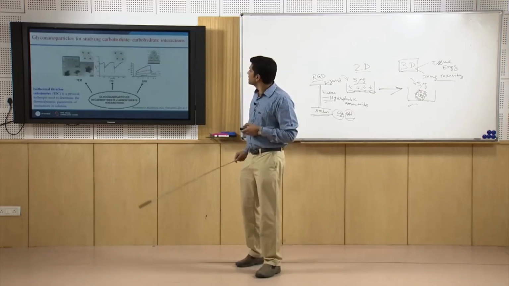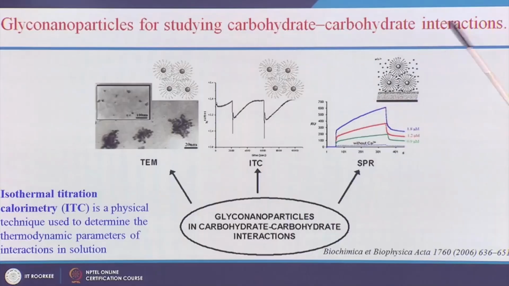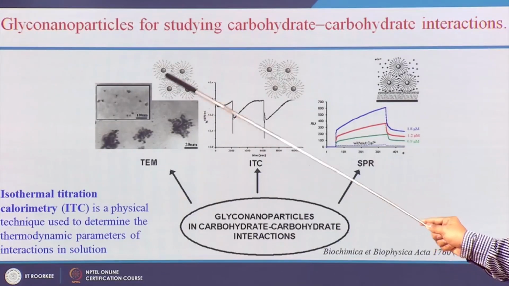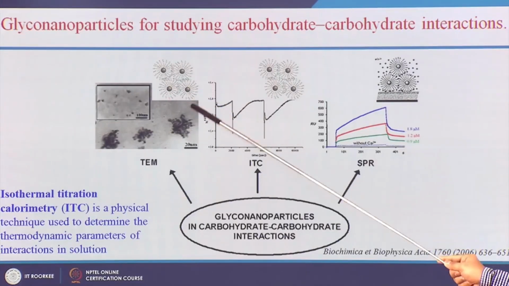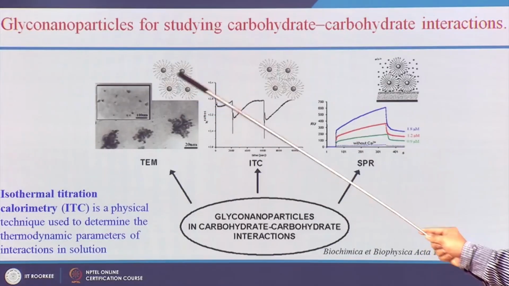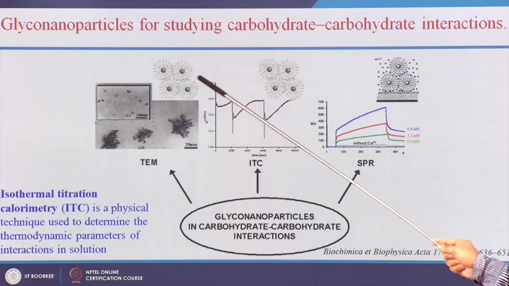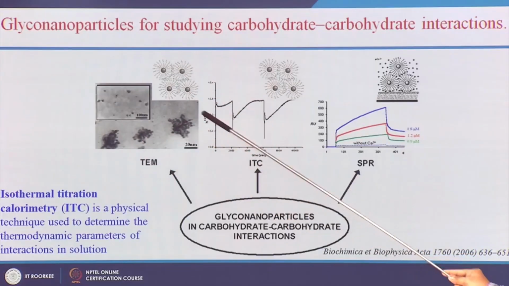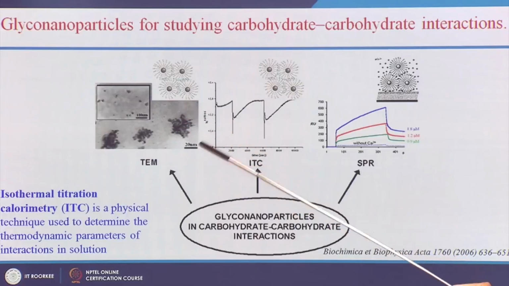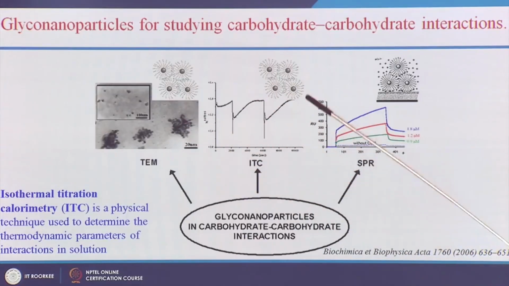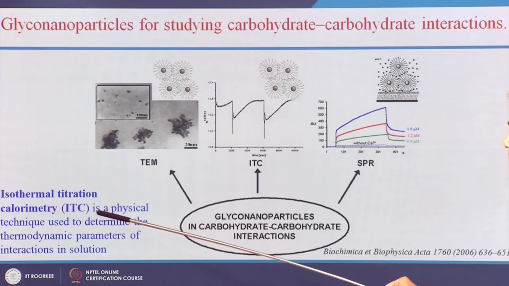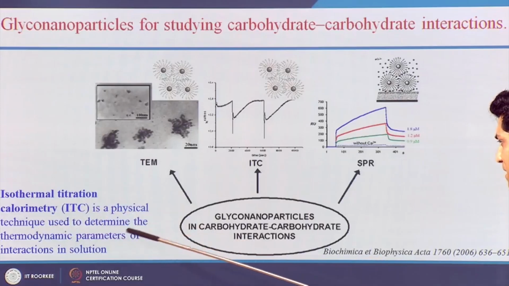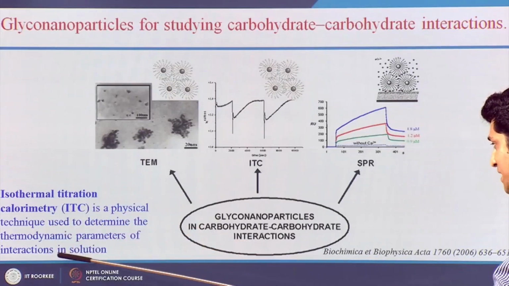So let us move on to the other example, that is how we can study the carbohydrate interaction. Here also you can use metal nanoparticles coated with sugar molecules. If there is a carbohydrate interaction, when you study under the transmission electron microscope, you can see the agglomerated or aggregated particles, and we can also understand the carbohydrate interaction by ITC, that is isothermal titration calorimetry. It is a physical technique used to determine the thermodynamic parameters of interactions in solutions.